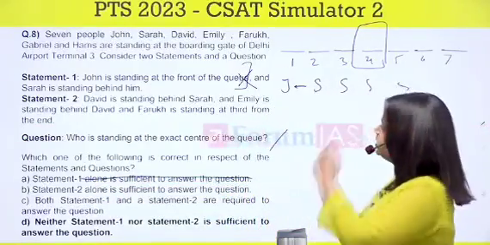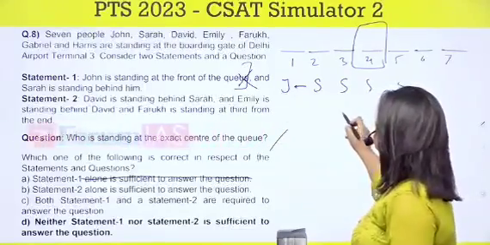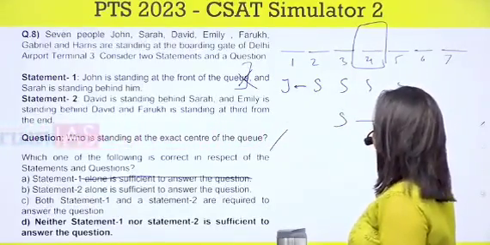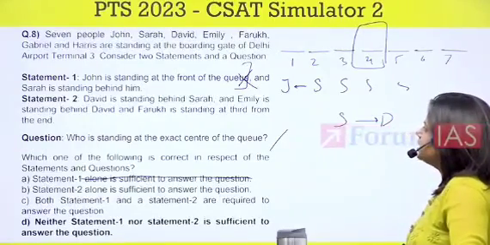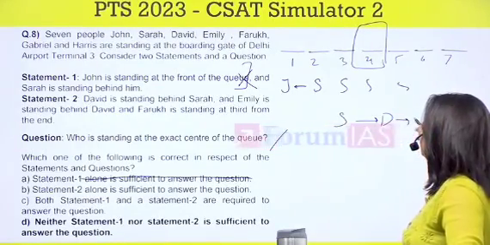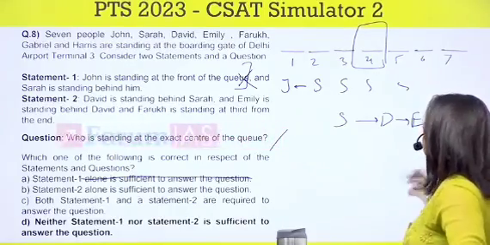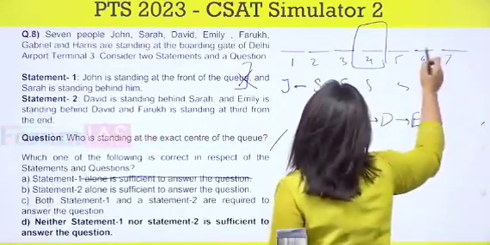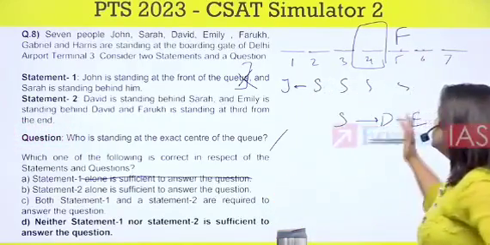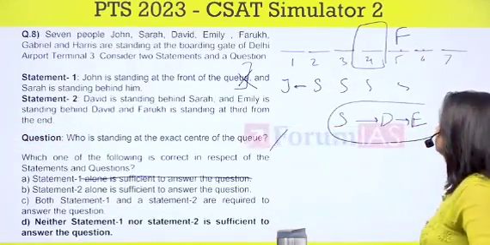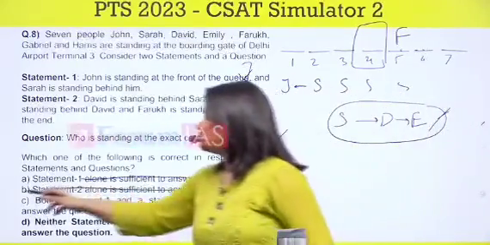Then David is standing behind Sarah. Now from statement 2, all I know is Sarah is somewhere and David is after her, right? Standing behind Sarah. Then Emily is standing behind David. Behind David is Emily. And Farooq is standing third from the end. If Farooq is standing third from the end, 1 2 3, I know Farooq is here. Now this is the only information I know. Can I place other people also just by knowing this much? So statement 2 alone is not sufficient.